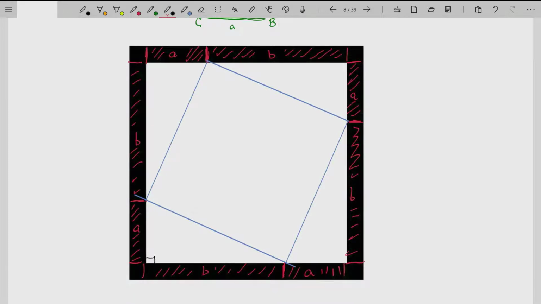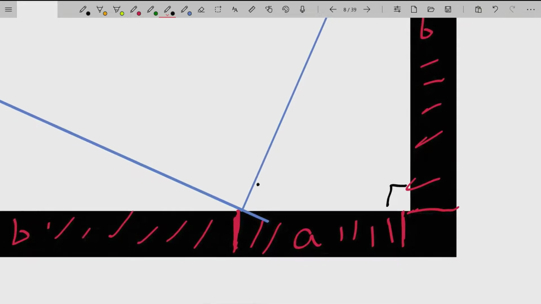So this is a right triangle right here. There's a right triangle right here, another right triangle right there, and yet another right triangle right there. And also, since you know the interior angles of a triangle add up to 180 degrees, then you know that, for example, this angle right here and this angle right here have to sum to 90 degrees.